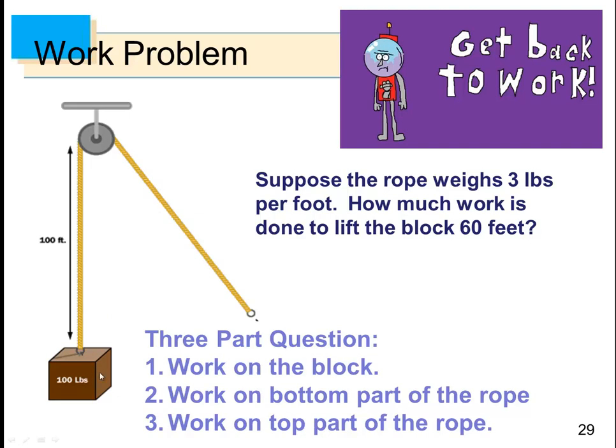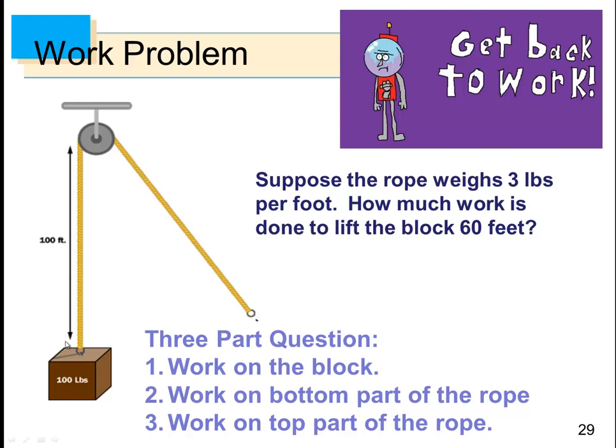All right, what we have here is a block. We have 100 feet of rope. We're lifting this block 60 feet. So what we have are three portions to this problem. The first part is the block itself. It's going to move as a whole thing 60 feet up. So we'll figure that out.